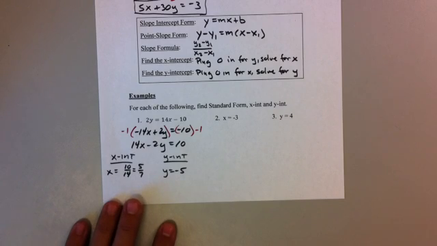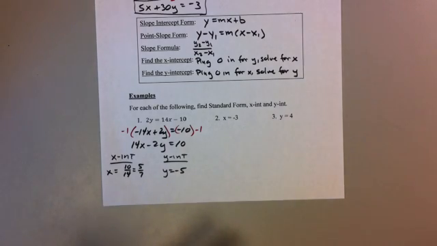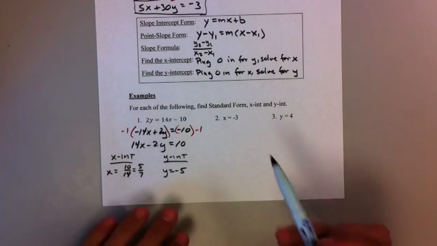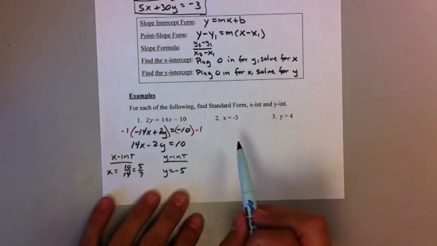Now, let's look at the next one. x equals negative 3. Well, you're obviously not going to change this one into ax plus by equals c. There's not even enough stuff to do that. So what you have to ask yourself is, what type of line is this? Well, this is a vertical line. Anytime it just says x equals, that's a vertical line.